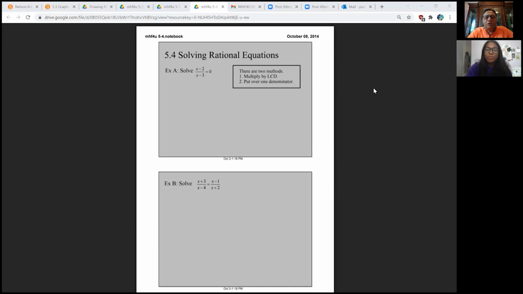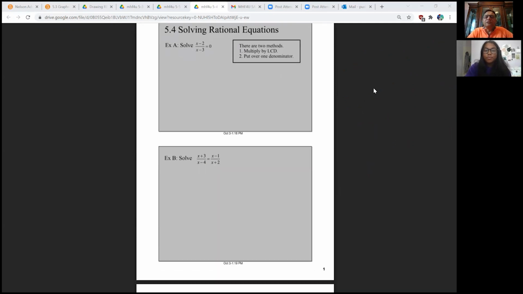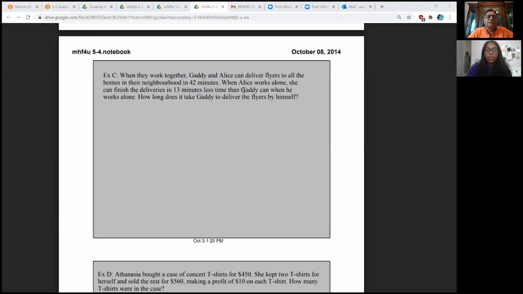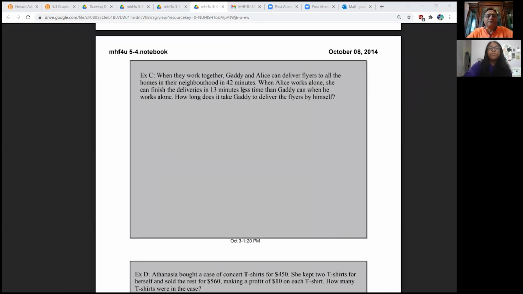Okay, thank you. So let's see the word problems which are there for you. Yeah. Here you go. Can you please read the question? Yes. Example C. When they work together, Gaddy and Alice can deliver flyers to all the homes in their neighborhood in 42 minutes. When Alice works alone, she can finish the deliveries in 13 minutes less time than Gaddy can when he works alone. How long does it take Gaddy to deliver the flyers by himself?